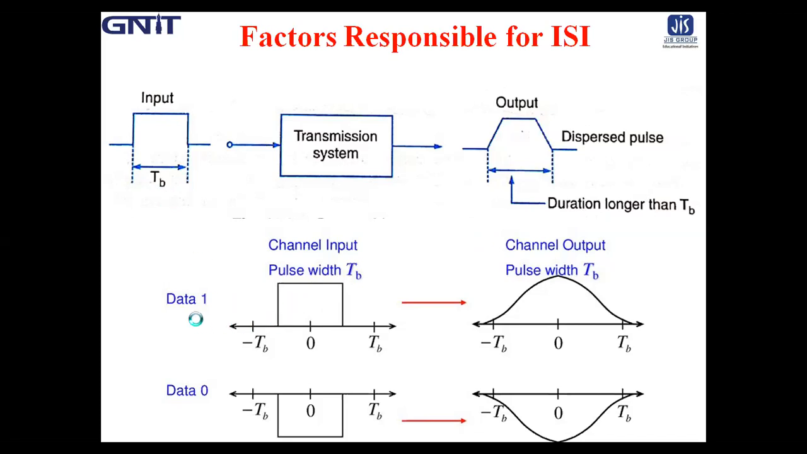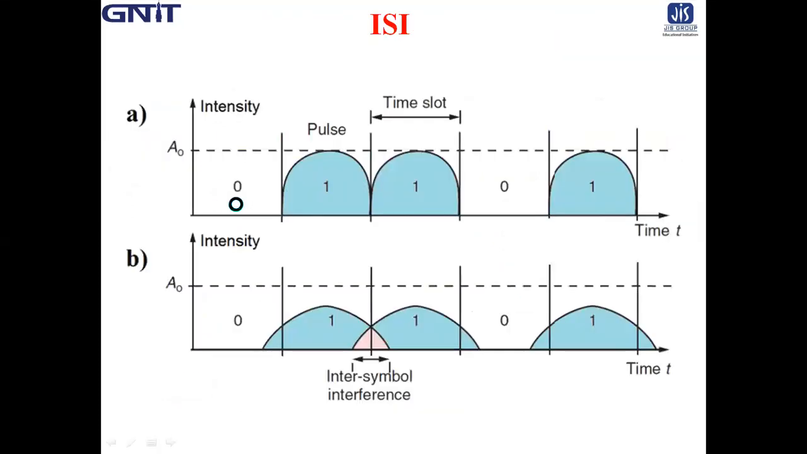So, say data is transmitted, and after transmission through a system, it is dispersed. Again, for 0, it is dispersed. So, say the original data is 0, 1, 1, 0, 1. For this 1 and 1, these data are dispersed after the transmission channel. So, some portions are overlapped with each other.